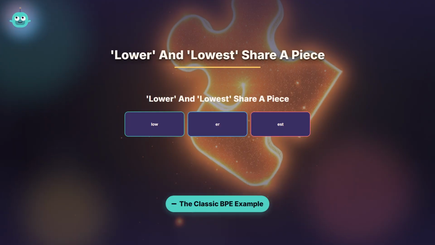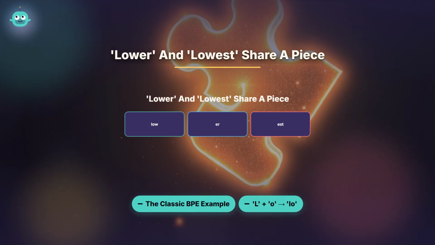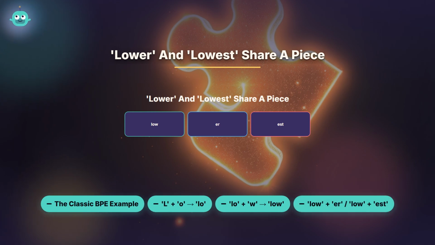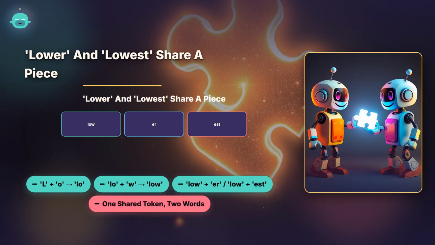Take the classic textbook example, low and lowest in the training data. L and O appear together constantly, so they merge into lo. Lo and W merge next into low, now a single reusable token. Low plus ER becomes lower. Low plus EST becomes lowest. Neither word needed its own dedicated slot. Multiply that trick across a whole language and see how large the vocabulary gets.